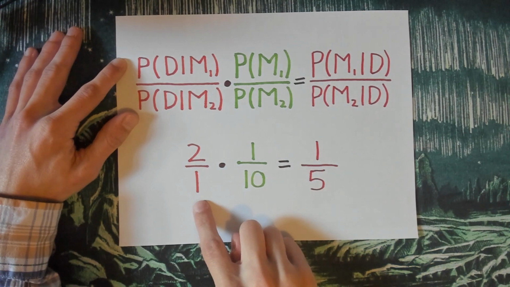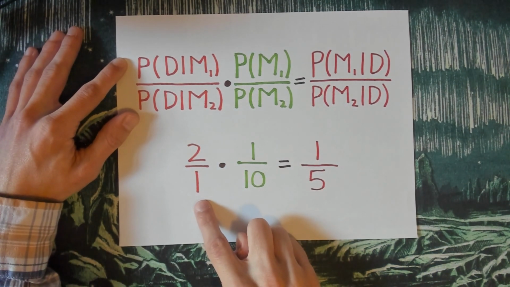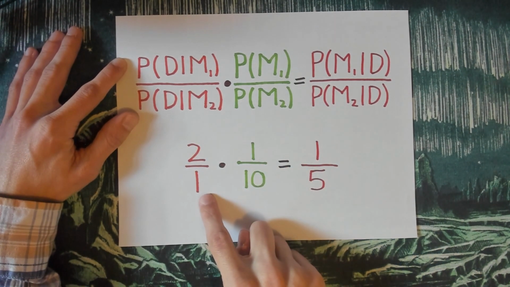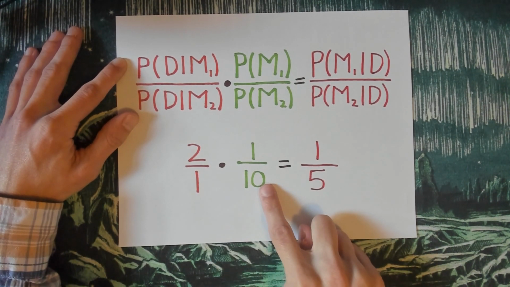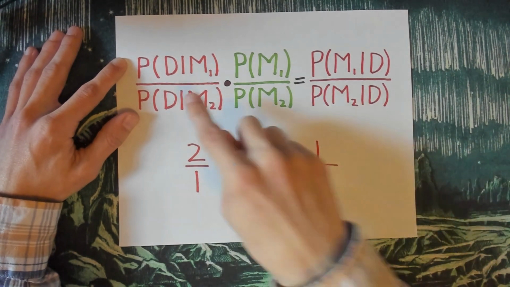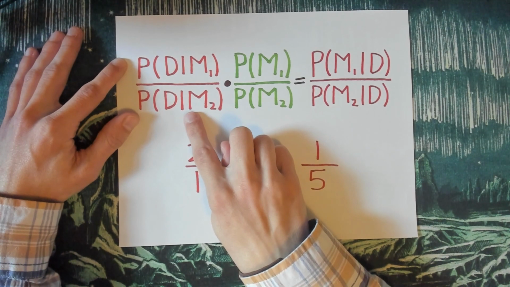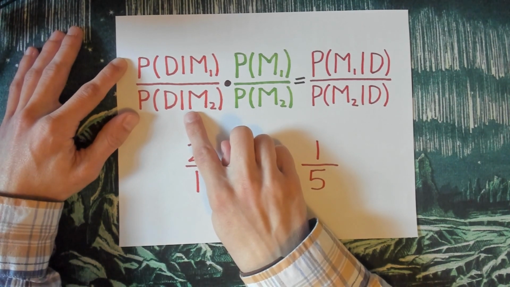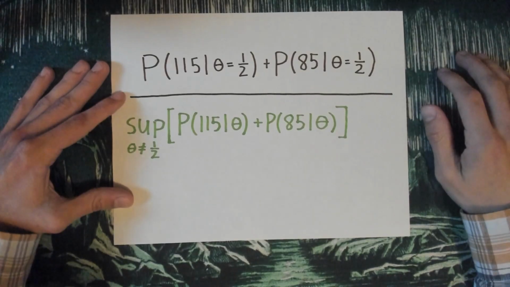1 over 1 would be that it doesn't point in either direction. It favors the models equally, in which case I wouldn't need to change my prior odds at all. I would just be multiplying by 1. So that's how that works. And we're going to be interested in this Bayes factor and putting a bound on it.